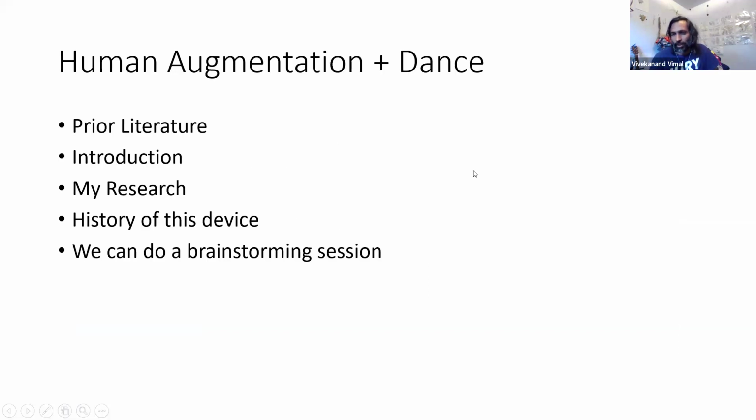I'll start off with a little bit of prior literature. I went through Google Scholar just really fast, like 30 minutes, so I haven't spent a lot of time on this. This is not an exhaustive literature search. This is just what I could find before this presentation. I'll present what I got when I plugged in human augmentation, vibrotactor, dance.